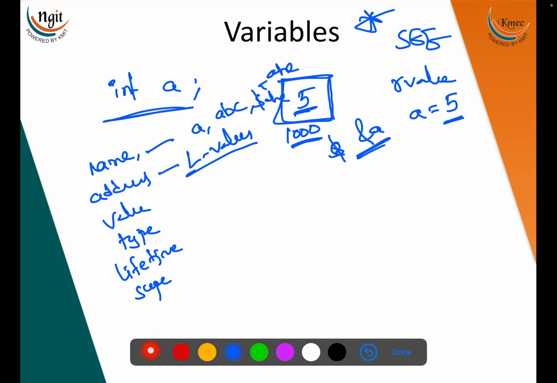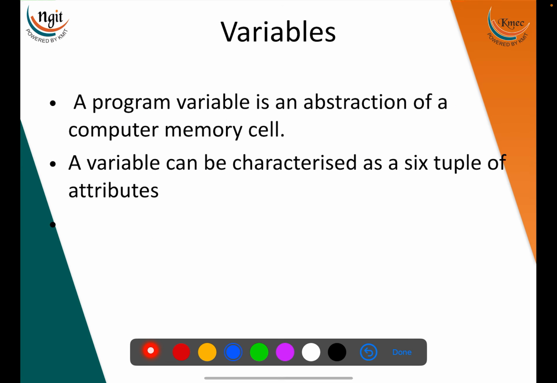Coming to the type, the type of a variable determines the range of values the variable can store. Now, lifetime and scope are two things you can understand with the concept of different types of variables, but still I'll tell you what scope and lifetime are. Scope is the area where the variable is getting initialized. Lifetime is the time period till which you can use that variable in the program. So these are the 6-tuple attributes.